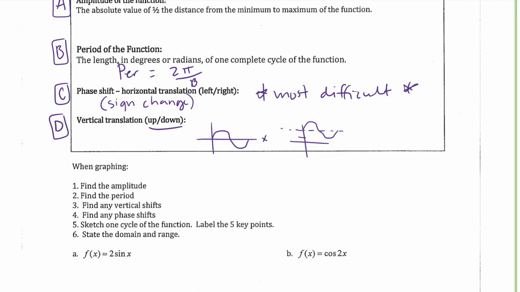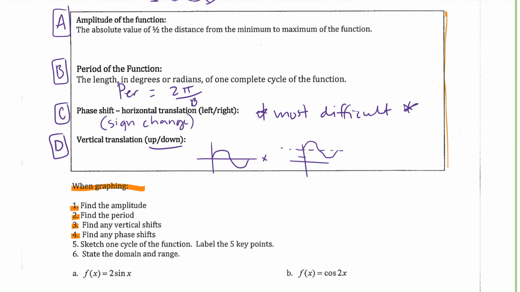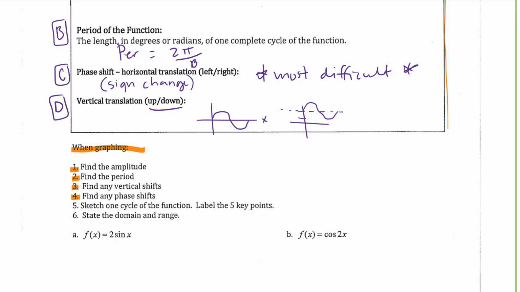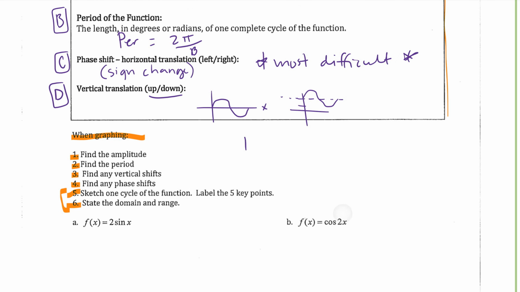Okay? All right, so here are your steps. When graphing, find the amplitude, find the period, find any vertical shifts, and find any phase shifts. Those are the 4 parts mentioned in this box. After that, we're going to sketch one cycle, label the 5 key points, and state the domain and range. We don't have to do this labeling part on every problem, but you'll get the hang of it after a couple. One thing I think is important to know is that basically you're drawing the same picture over and over again. You're just rescaling it.